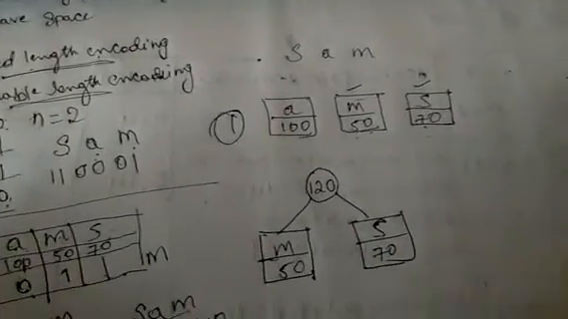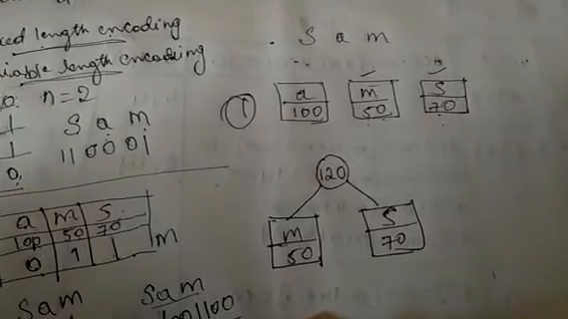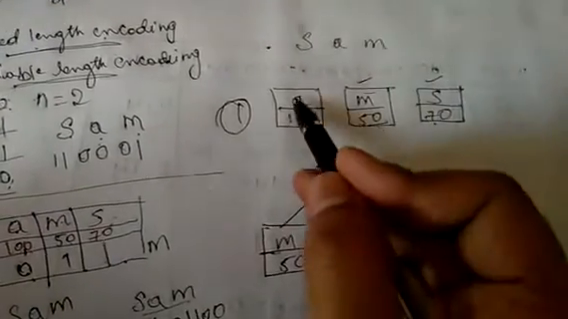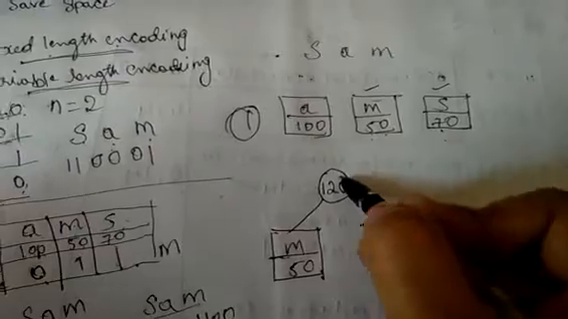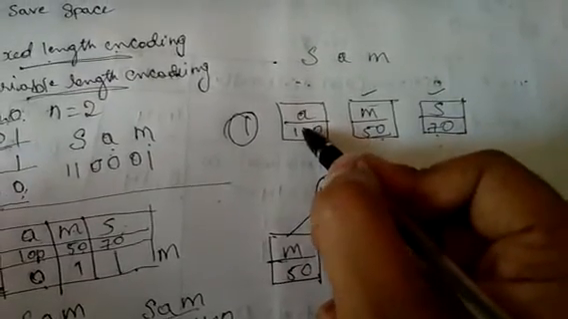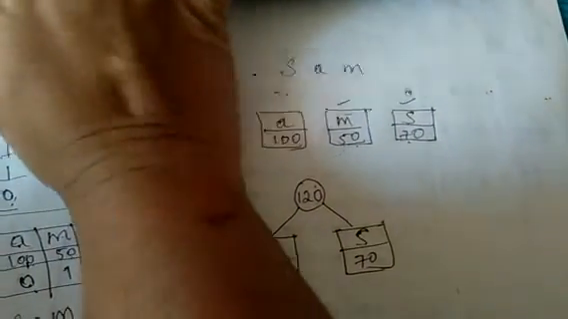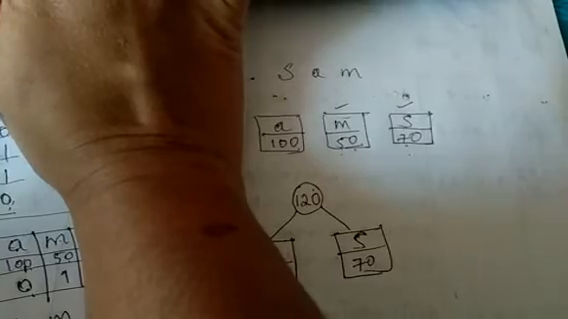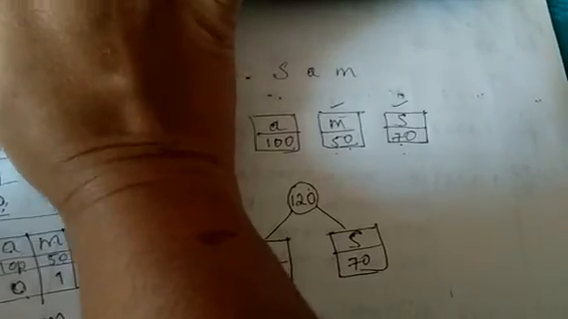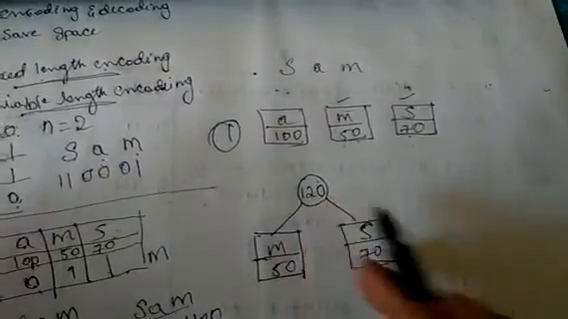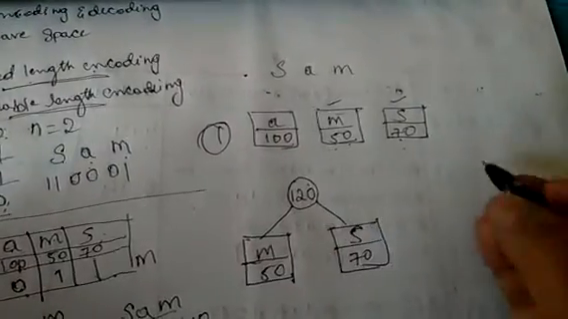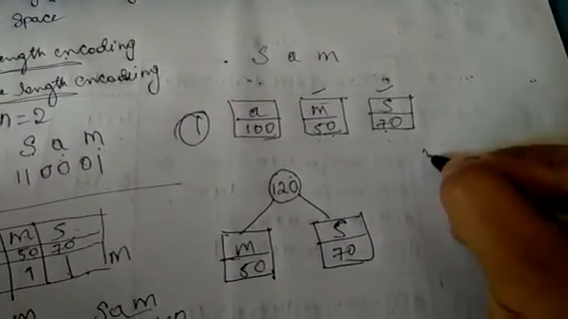Next, you again have to repeat this until you get the complete tree. Here only one node is left, A, along with the 120 node. How will you construct a tree for this? The remaining node is A 100 and this is 120. So you have to sum 100 and 120. What will you get?